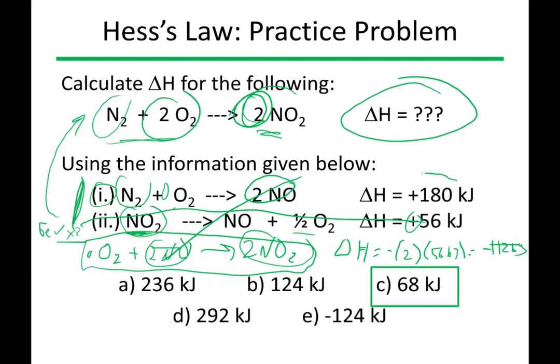And so if we combine these two equations, that's the application of Hess's law. So we can combine the two delta H's to get the overall delta H. 180 minus 112 gives us 68 kilojoules. So the last application of this goes to standard enthalpies of formation and how we can use these to calculate standard enthalpies of a reaction.